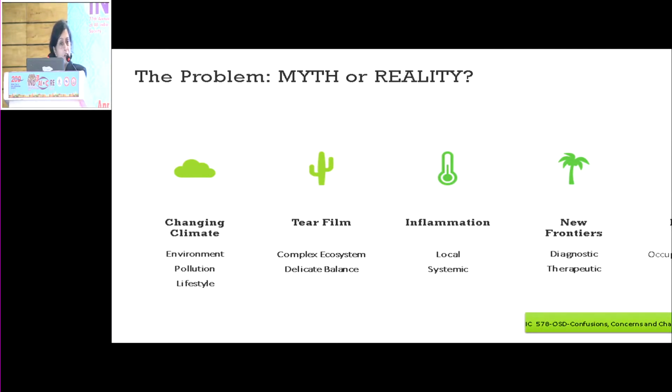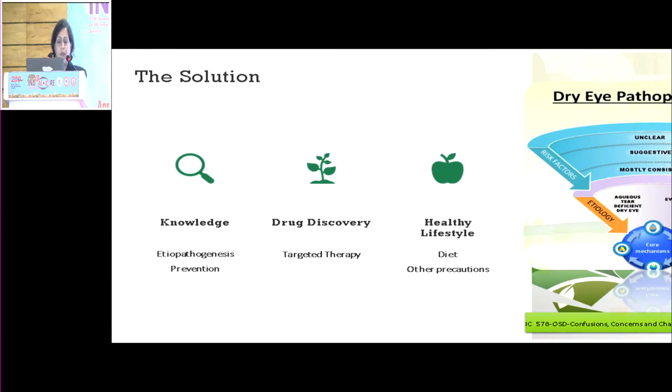And then there could be inflammation, which could be local and systemic. And what are the new frontiers, both in terms of diagnosis and therapy, and what is the industrial impact, not only in terms of occupational disorders, but also what is the industry providing us in handling such patients. So knowledge is, of course, an easy solution, but the knowledge sometimes is confusing. You don't know what to balance, what particular approach to take. But you have to have a little basic rationale for the etiopathogenesis, because that gives your mind some kind of thinking or some kind of logical approach to the patient.